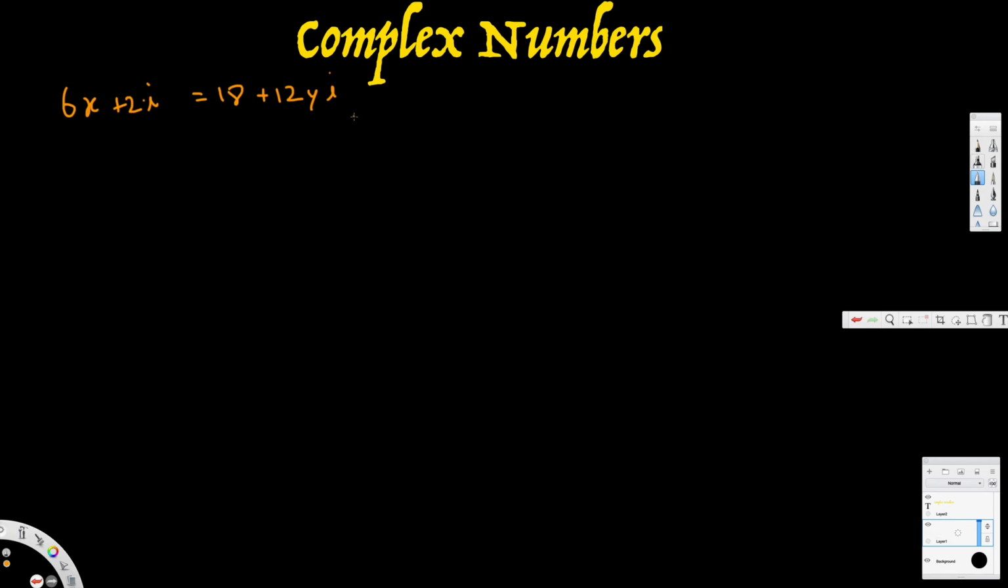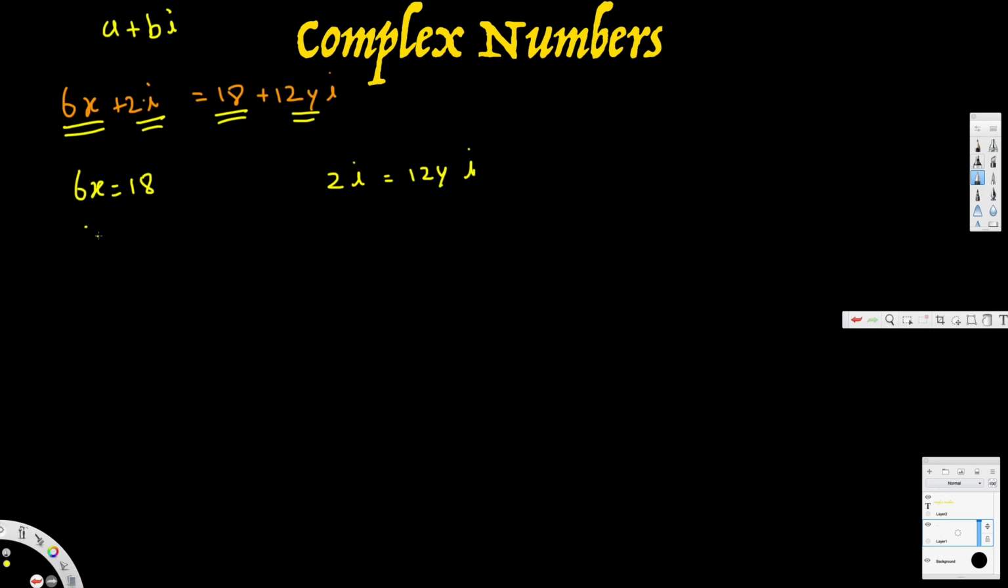And we know that whenever we have a complex number, it comes in this form, a plus bi, where a is a real number, which is just a number, and b is the imaginary number. The imaginary number comes with i. So in our case, the real numbers are 6x and 18, and the imaginary numbers are 2i and 12yi. And if they are equal, then this 6x must be equal to this 18, and this 2i must be equal to this 12yi. From this we can solve for x and y.